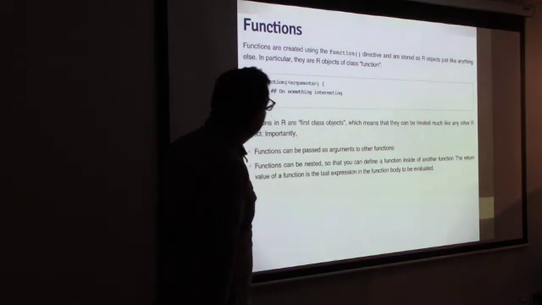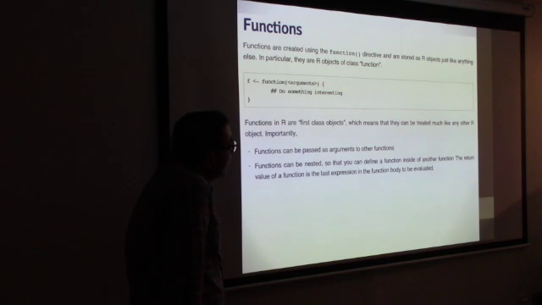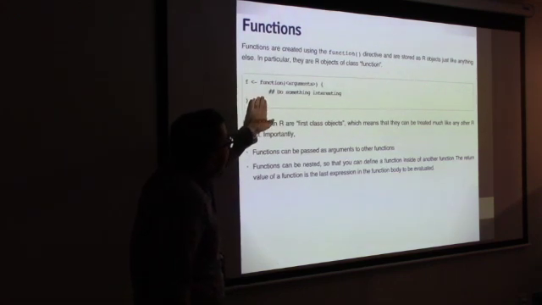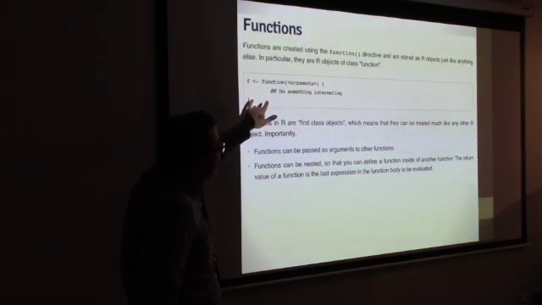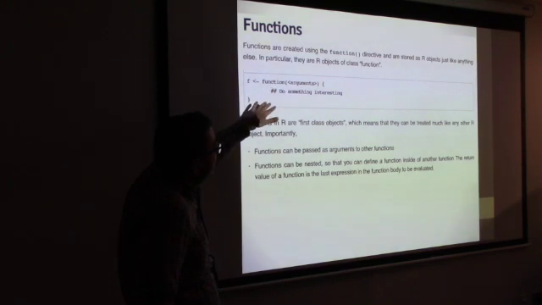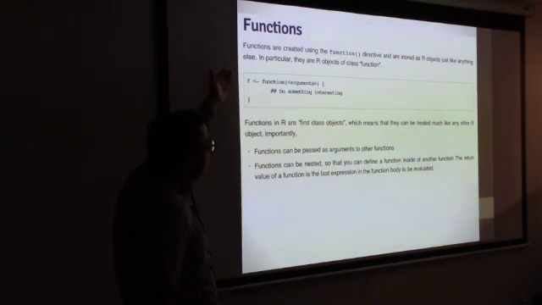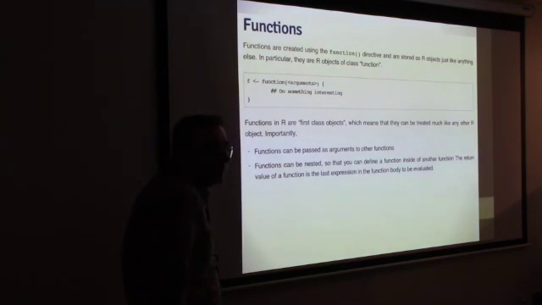Functions in R are actually first class objects, which means that they can be treated like any other R object. Importantly, functions can be passed as arguments to other functions. Just like a function can receive arguments, it can also be passed as an argument to another function. Functions can be nested, so you can define a function inside another function. The return value of a function is the last expression in the body. So whatever is the last thing the function does, supposing it creates a value and says print x, then that value of x is passed out as the return for that function.